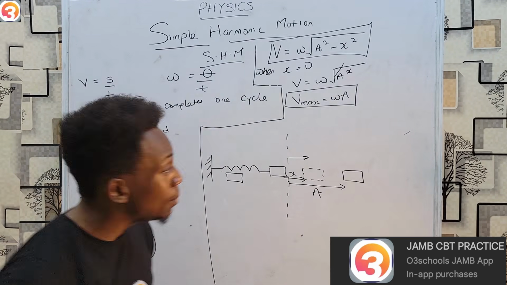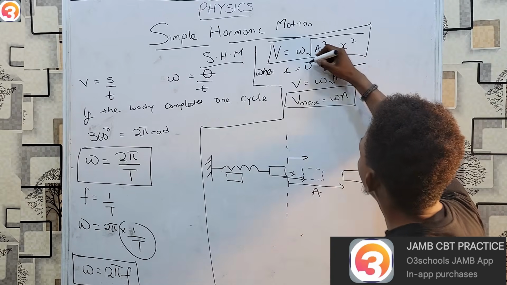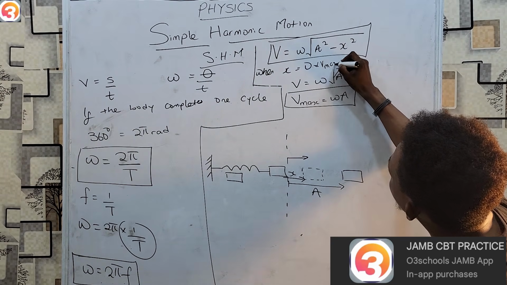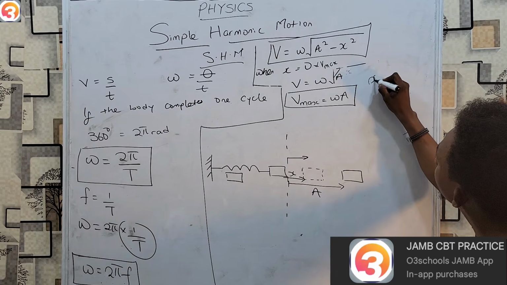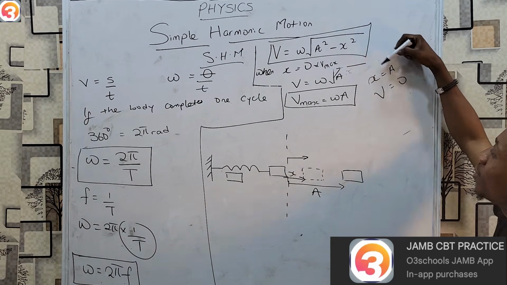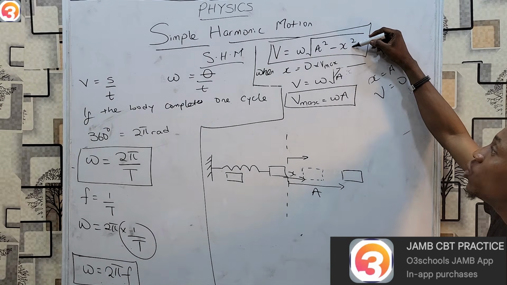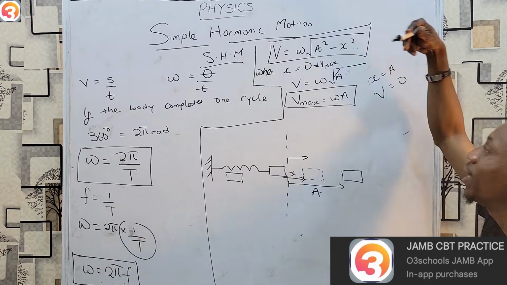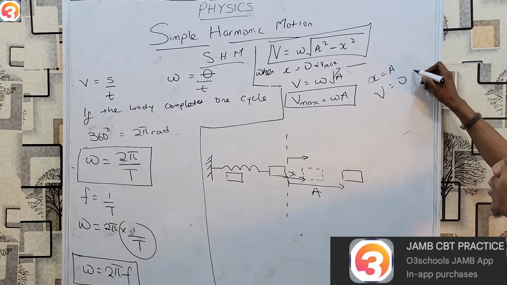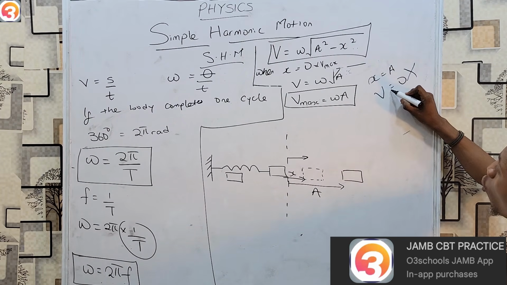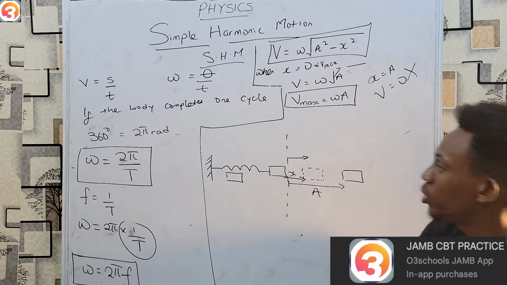Then for the velocity to be minimum, take note, when x is 0, v is maximum. But when x equals a, v becomes 0. Because if x is a, that will be a squared minus a squared, which is 0. Square root of 0 is 0, times omega is 0. So it is minimum when x is a, and it is maximum when x equals 0.